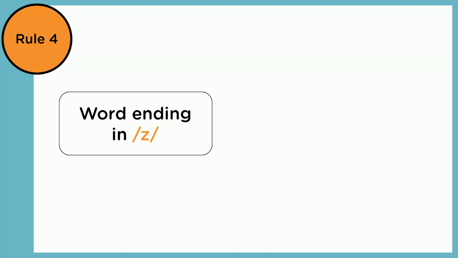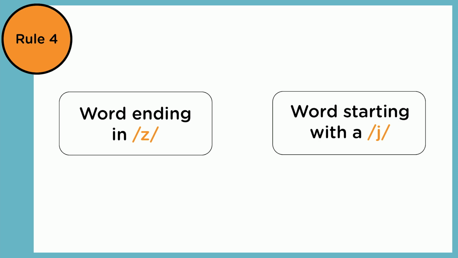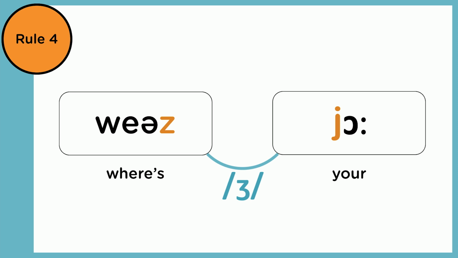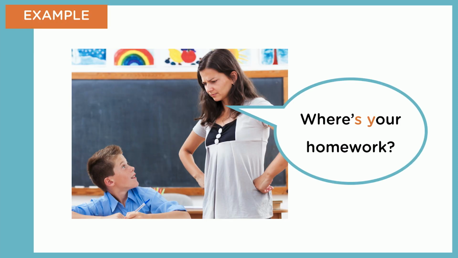Cool. This one is when the first word ends in the z sound, and the next word starts with y. So this one's a little bit different. This time we add the zh sound. Here's an example. Where's. And the second word, your. So separately, it's where's your. But here, we're adding this zh. Where's your? Where's your homework? Where's your?